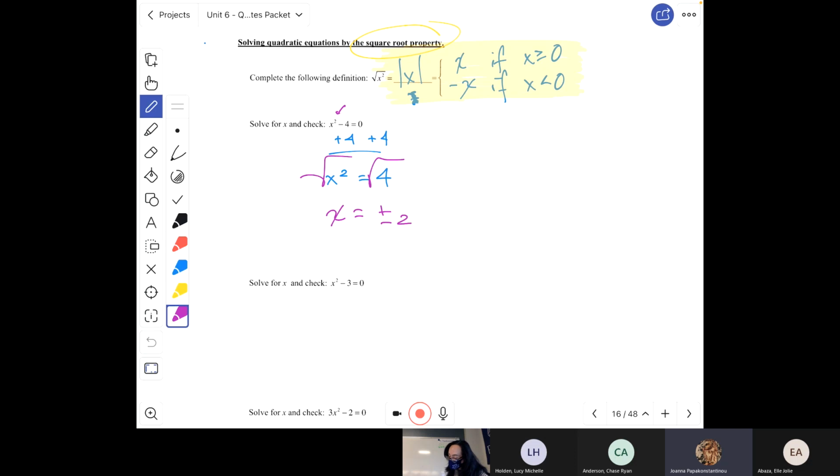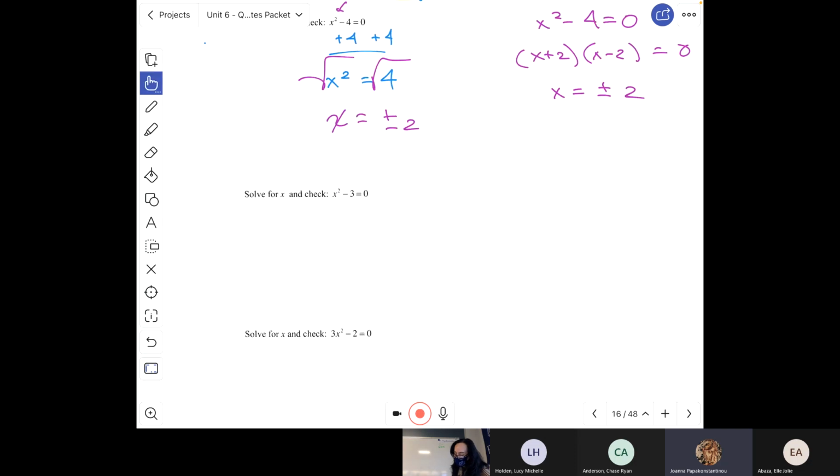Now, let's say you were asked to solve this equation using just factoring. That's the difference of two squares on the left-hand side of the equation. Get the same answer, right? Okay, let's look at the next one.